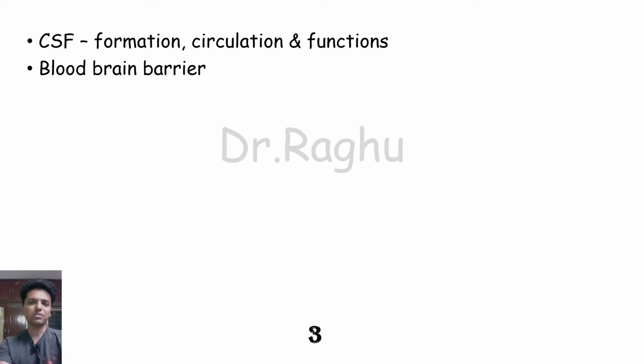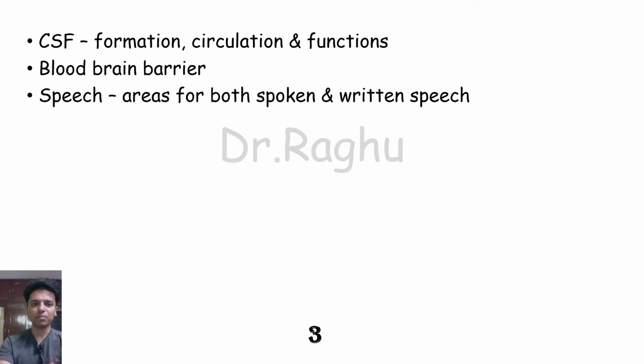What structures form the blood-brain barrier and what is its significance, and what are the structures which are present outside the blood-brain barrier, the so-called circumventricular organs? Also sometimes they will ask you. So know this topic properly.